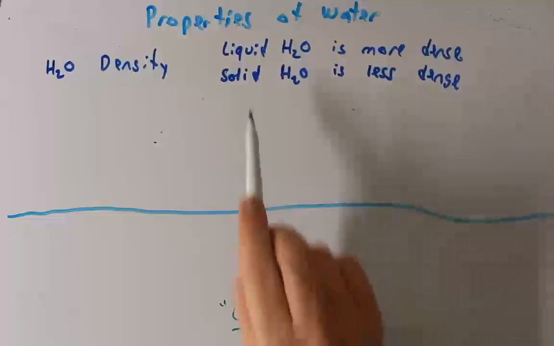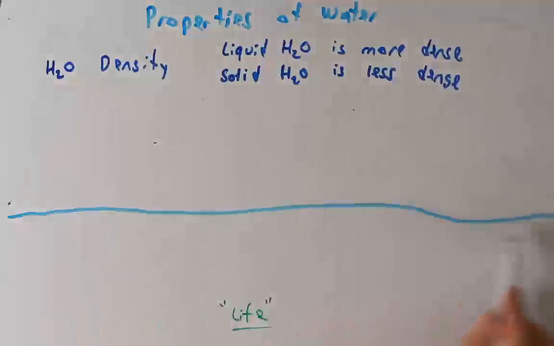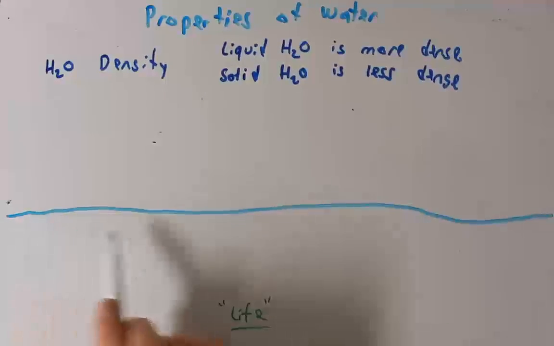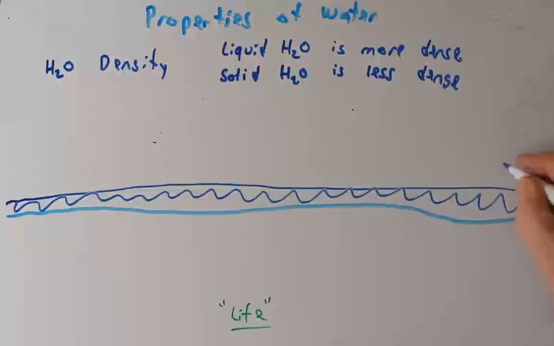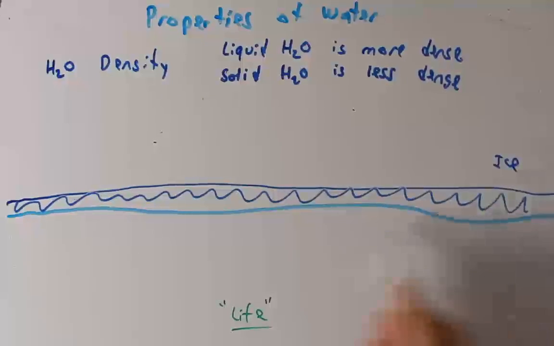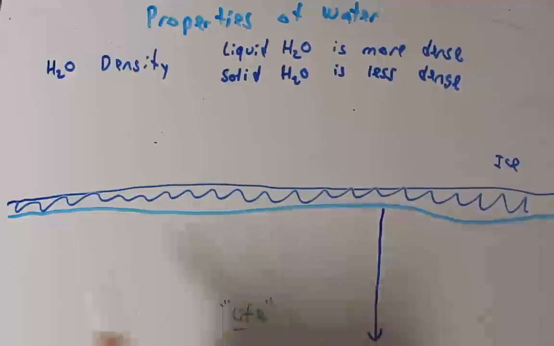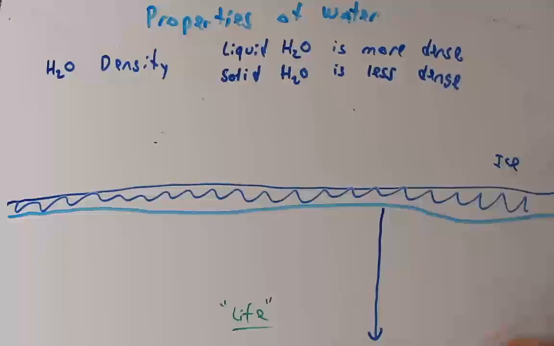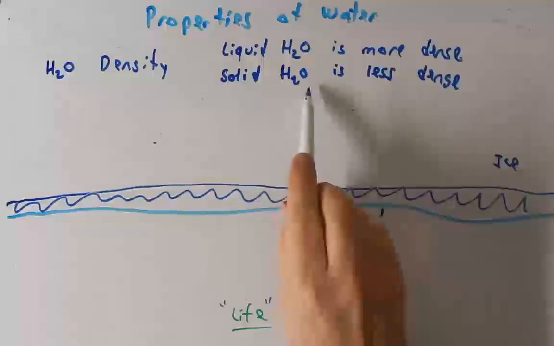But since solid water, or ice, is less dense, as the cold air hits the surface here, it will begin to freeze the surface. So just let's draw this here. And this is my ice that begins to form at the surface. If ice was more dense than water, it would sink. And then the next layer of water would freeze, and it would sink, and so on and so on, until the whole lake was frozen. Fortunately, this doesn't happen, because solid water is less dense.